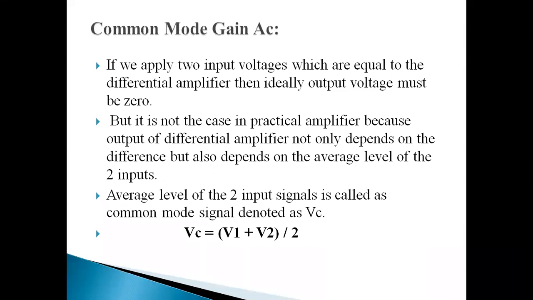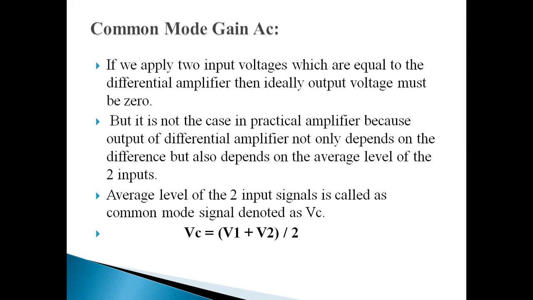Okay. And in practical, what happens? We will see. So if you apply two input voltages which are equal to the differential amplifier, then ideally output voltage must be 0. So as I said, if you are applying same input signals, that is 5 and 5 to the differential amplifier, then what is the output? Output voltage becomes 0. That is the ideal case. Okay. But in practical, it is not the case. That is, in practical, we have some value. It is not equal to 0.